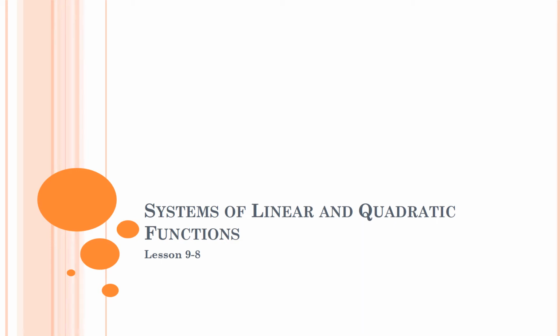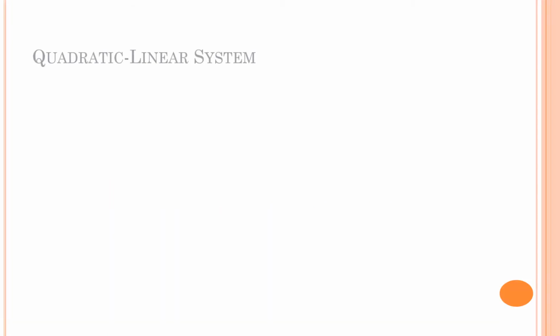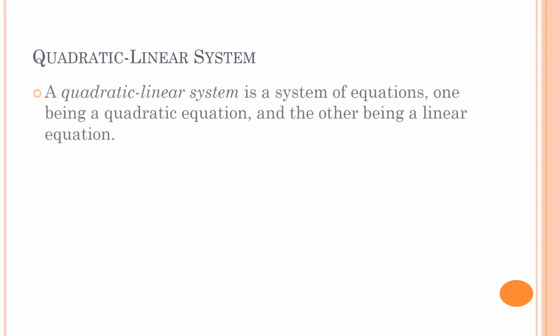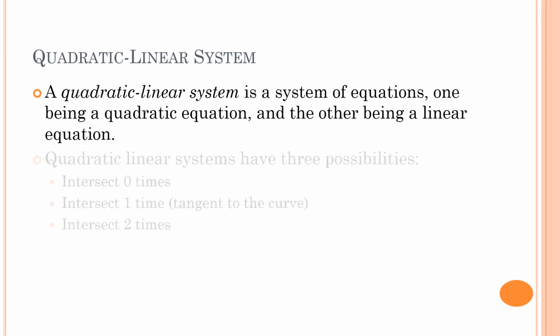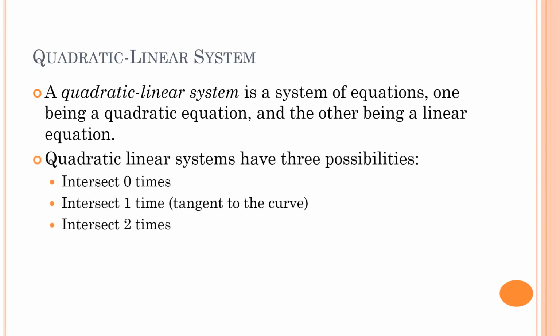This is lesson 9-8, systems of linear and quadratic functions. A quadratic linear system is a system of equations, one of which is quadratic and the other one is linear. There are three possibilities to this system.